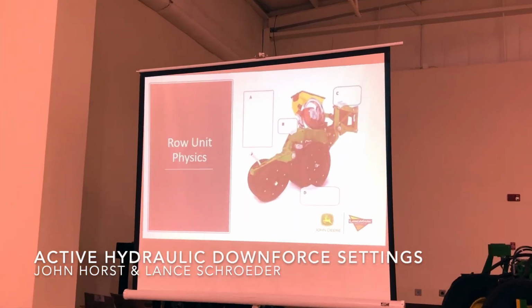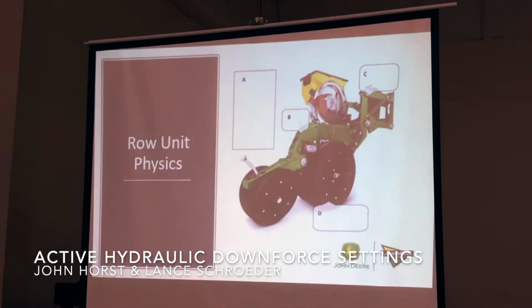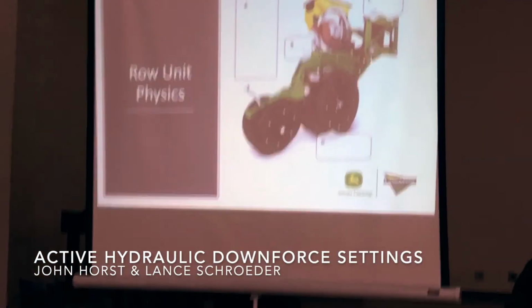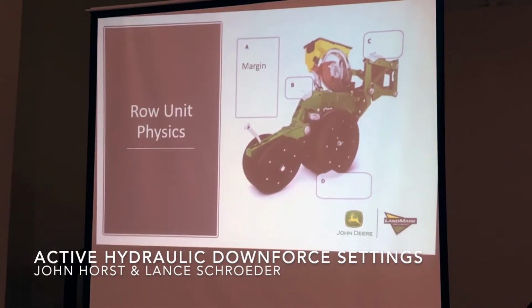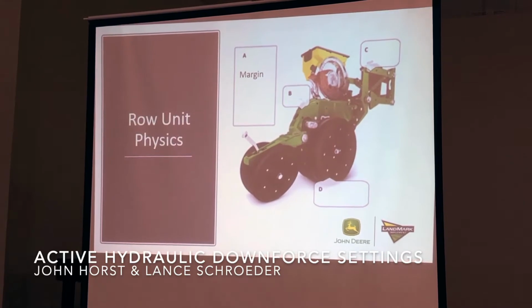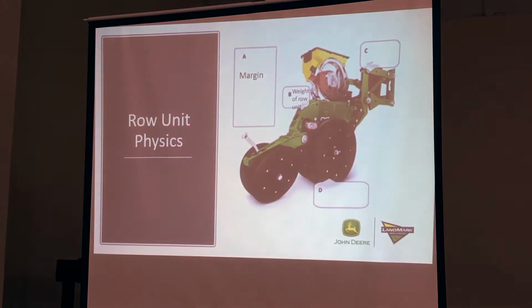All right, with our active pneumatic downforce, the thing that we are monitoring is margin, and that is the additional amount of downforce applied above and beyond what is required for seed penetration to achieve the proper planting depth. The factors that come into play on margin are the weight of the row unit, the downforce that's being applied to the row unit, and the upforce or the resistance pushing up on the row unit from the soil.